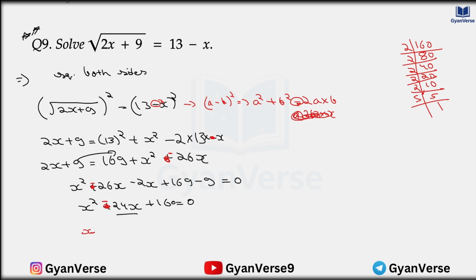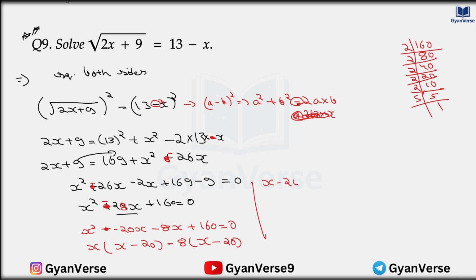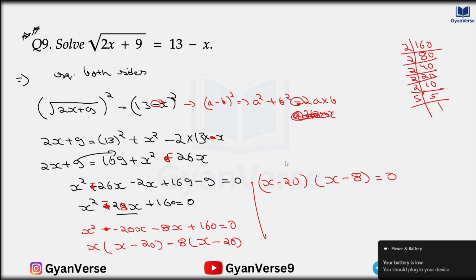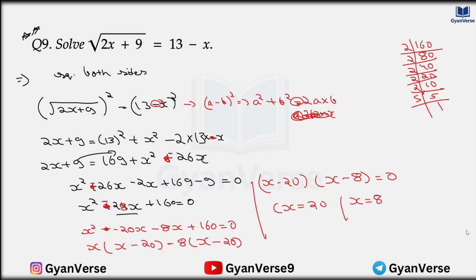So I'll change. It will become 28, not 24. So now plus 20, minus 20x minus 8x plus 160 equals 0. So the two factors will be x minus 20 and x minus 8 equals 0. So x will be equal to 20 and x will be equal to 8. These two are the values of x for this question.